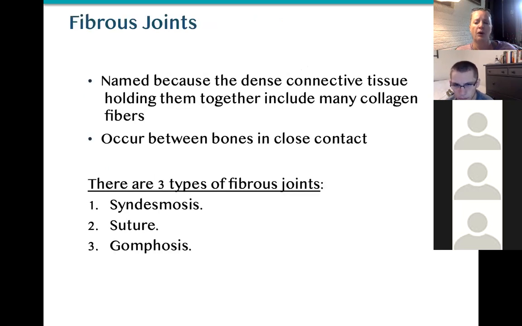All right. We'll start out though, since we're going with structural, and we'll go through this way. The structural ones we'll start out with are our fibrous joints, and it's going to be named such because of all that dense connective tissue that's holding them together. And so this is bones in close contact. And this would be things like the sutures in the skull. That's the one we're already familiar with, all right? There's 3 types of fibrous joints: the syndesmosis, the suture, and the gomphosis. I told you there's a lot of vocabulary.